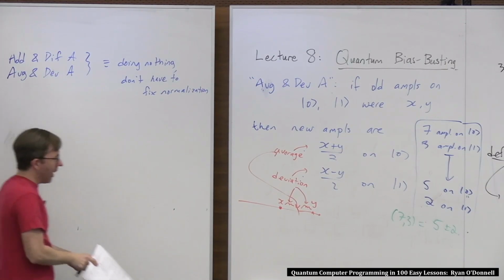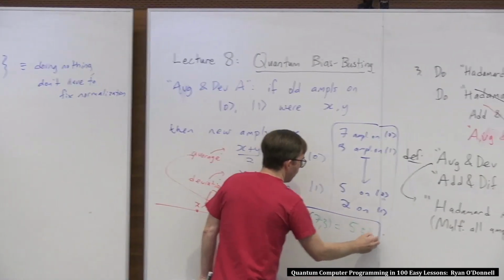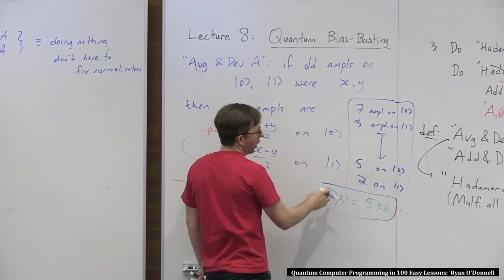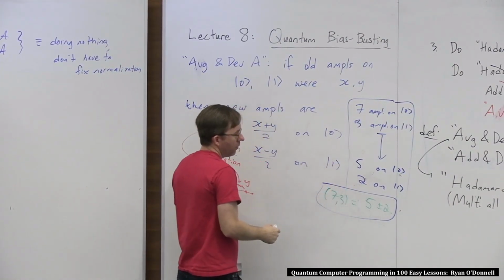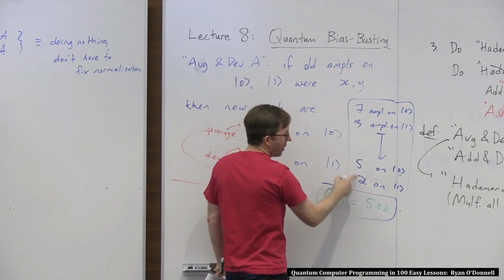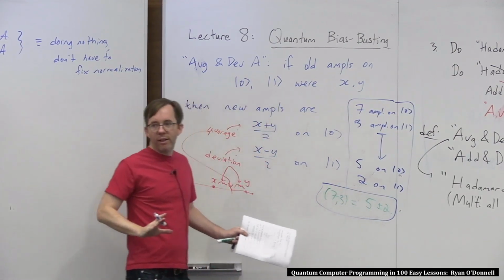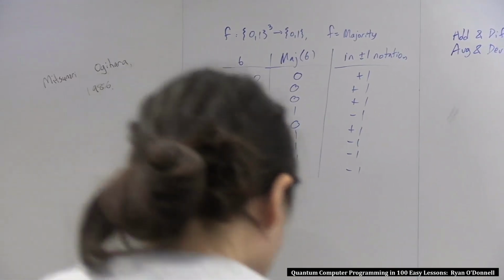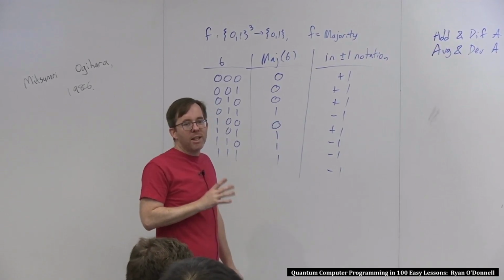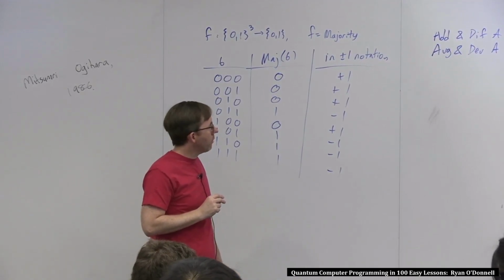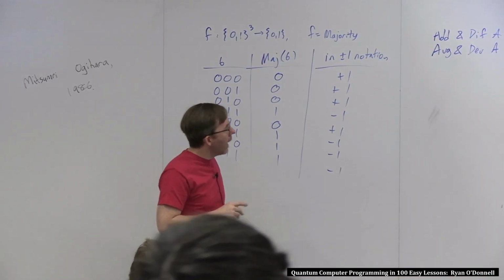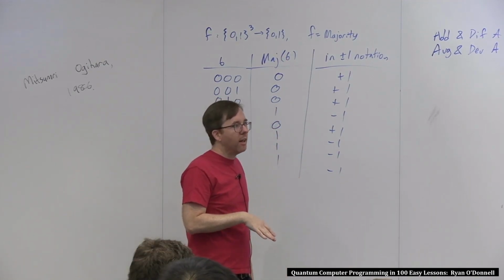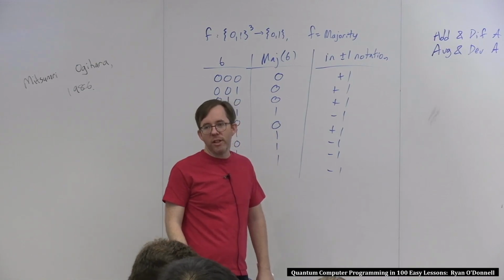Or you can just see it from this thing. Maybe this is the backwards way, but here we had 7 and 3, and we did average and deviation, and we got to 5 and 2. Now if we did add and diff with 5 and 2, we would get back to 7 and 3, literally exactly. Okay, so this is just a very pleasant bookkeeping fact. And it has the property that, let's say you have some quantum code which has 10 Hadamard instructions in it.